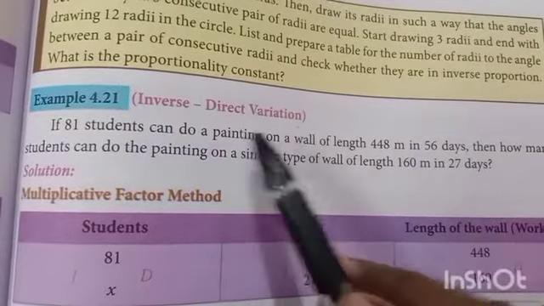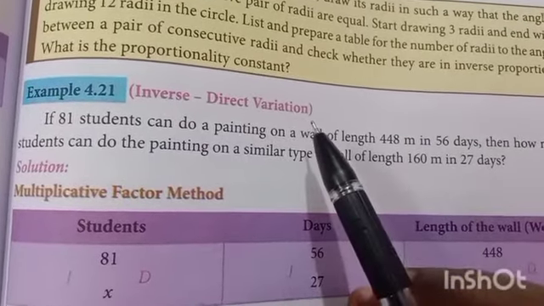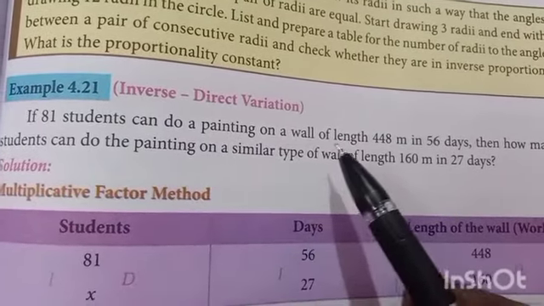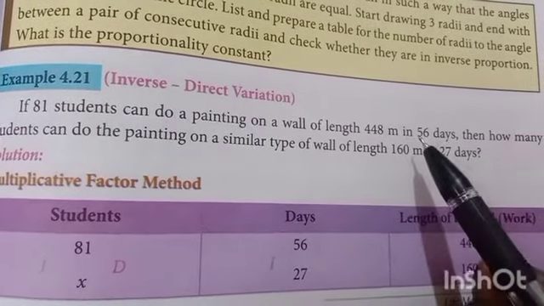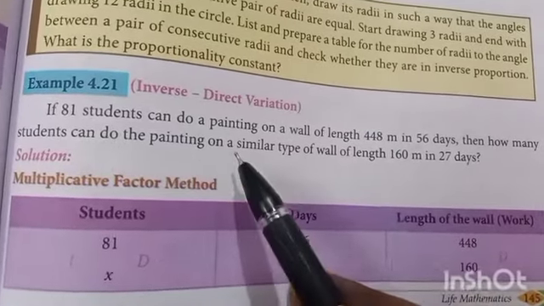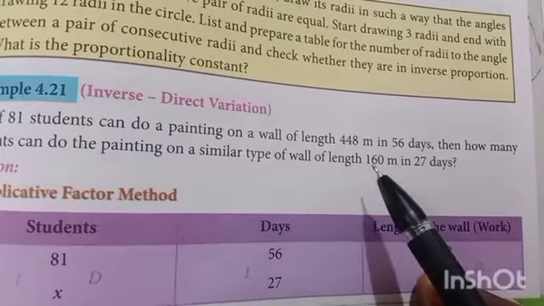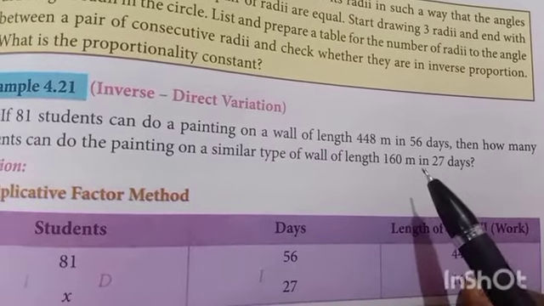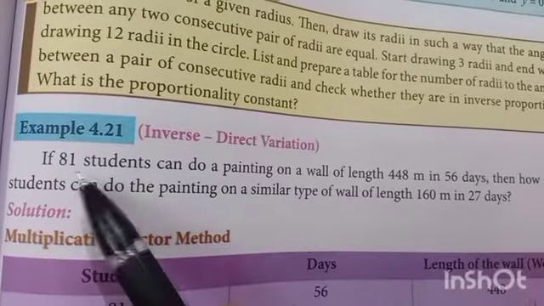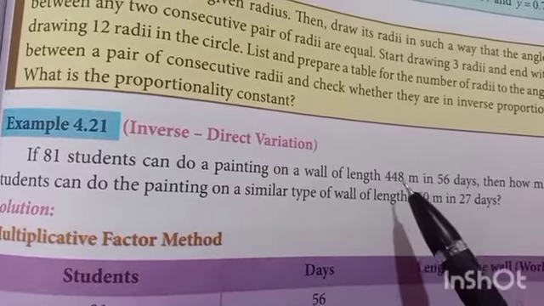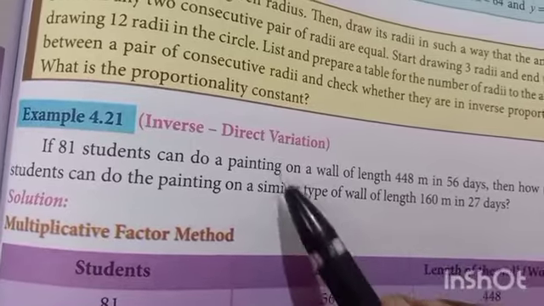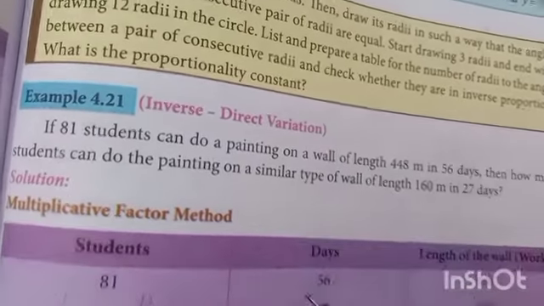Students, the next method is inverse and direct variation. Listen to this question. If 81 students can do a painting on a wall of length 448 meters in 56 days, then how many students can do the painting on a similar type of wall of length 160 meters in 27 days? For what is given, 81 students can do painting on 448 meters in 56 days. First you have to write these given details in a tabular column.